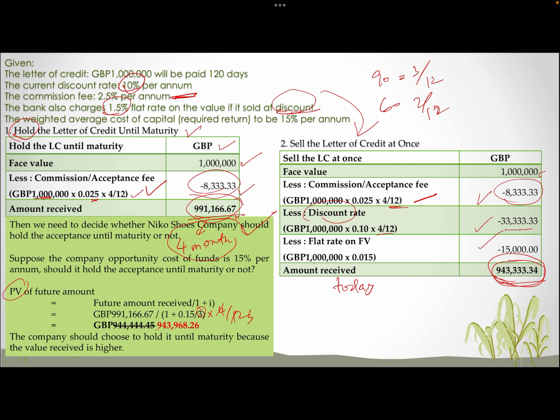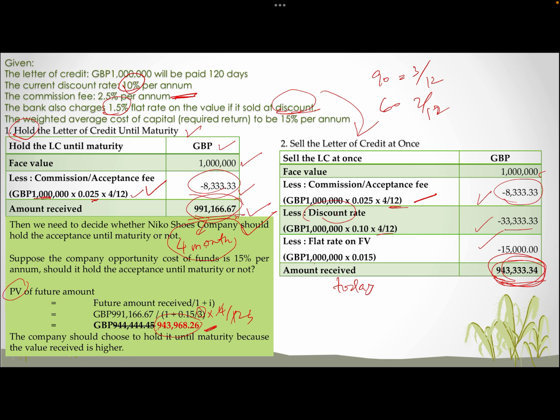So now we can compare the value. Okay, 943,968.26 or this 943,333.34. So this value is today. After 4 months, we will get 993. You get what I mean?